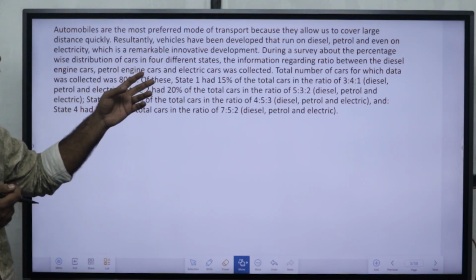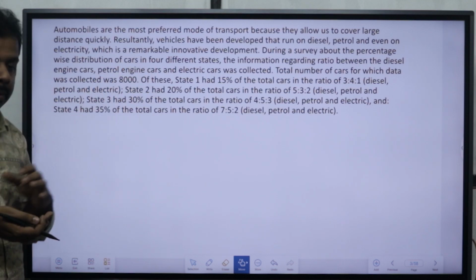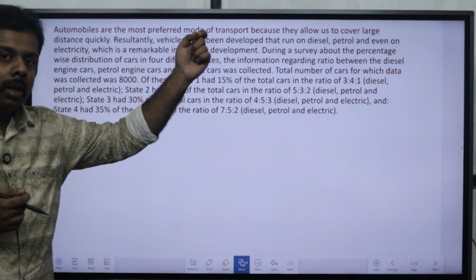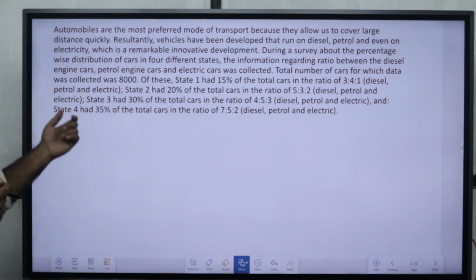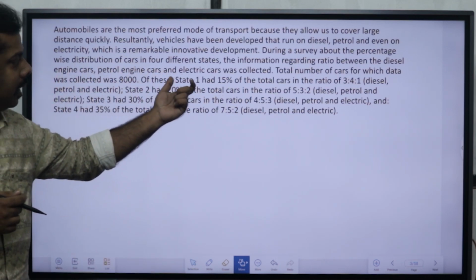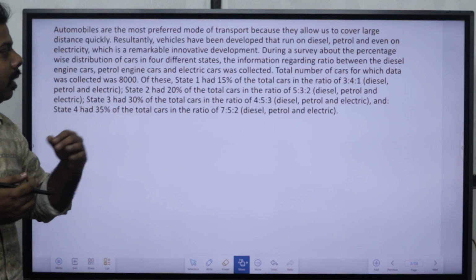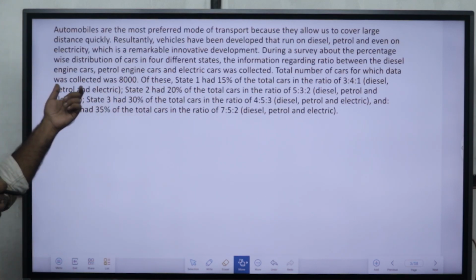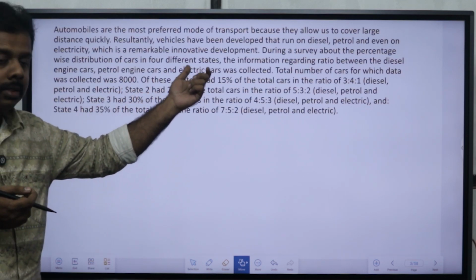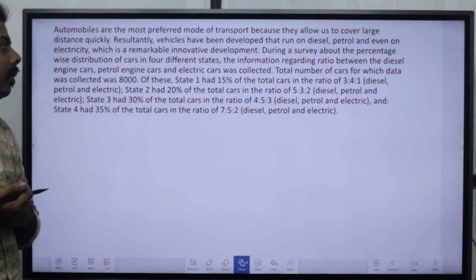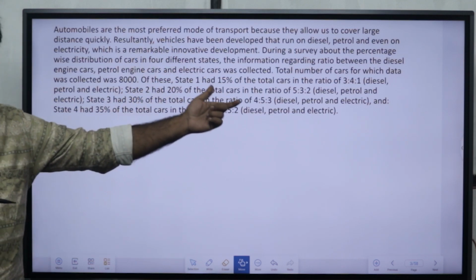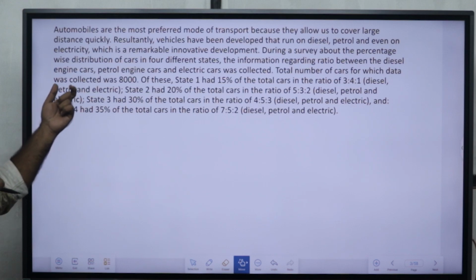So during the survey about the percentage-wise distribution of cars in 4 different states, the ratio between the diesel engine cars, petrol engine cars, and electric cars was collected. The number of cars for which data was collected was 8,000. Of these, state 1 has 15% of the total number of cars in the ratio of 3 is to 4 is to 1. In the bracket they have given diesel, petrol, and electric.